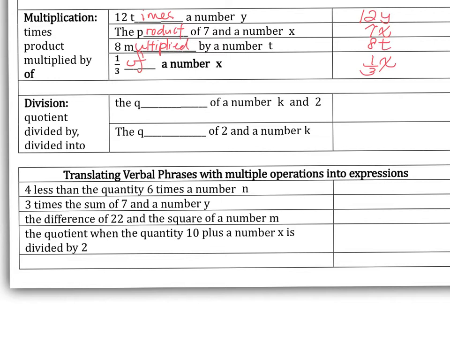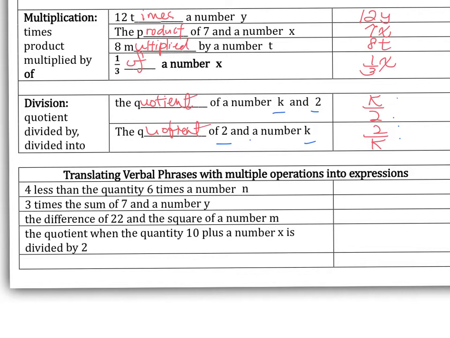And then we have division. The quotient of a number k and 2. The quotient of 2 and a number k. As you can see, the location does matter, okay?